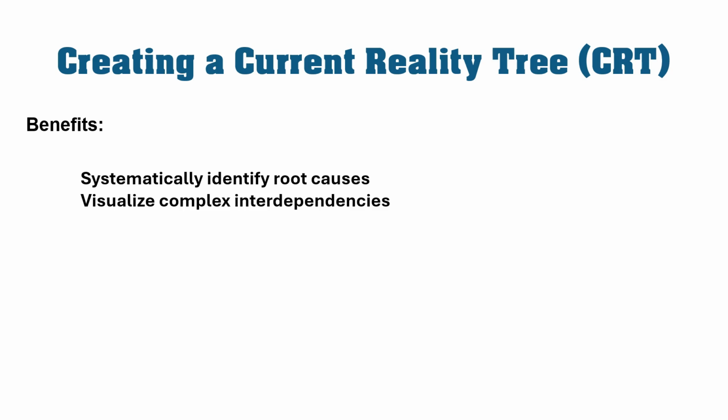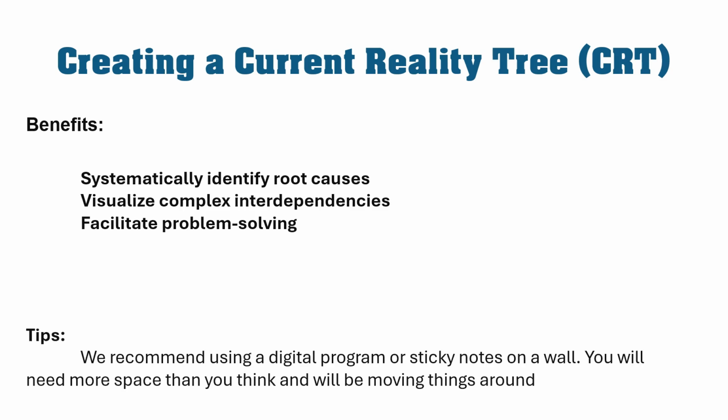And this is where you really get this collaborative problem solving by providing a clear picture of your organization's current state and the problems that exist. You're able to really focus in on that root cause together. For tips for this, we do recommend using either a digital program or sticky notes on a wall. Whichever one you choose, you're going to end up needing a lot more space than you think, and you're going to be moving a lot of things around. And there's a lot of different types of programs out there that can help you flow map this.